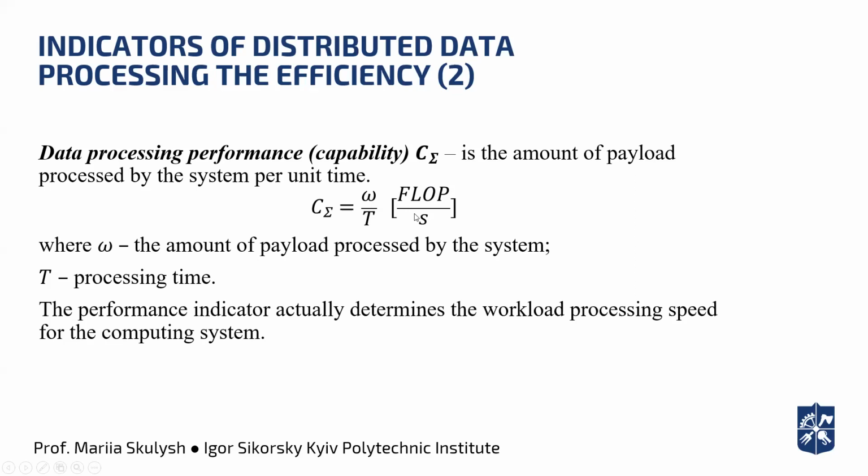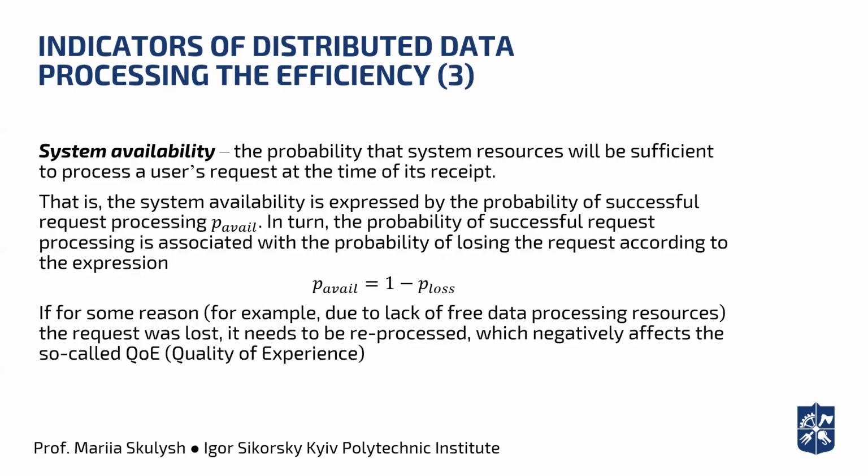So it means the part of those computational resources which was used when we talk about payload, it means that it was used for useful tasks. So how many computational resources were used for a good task or for a not useful task. The performance indicator actually determines the workload processing speed in a computing system. So how fast it works.